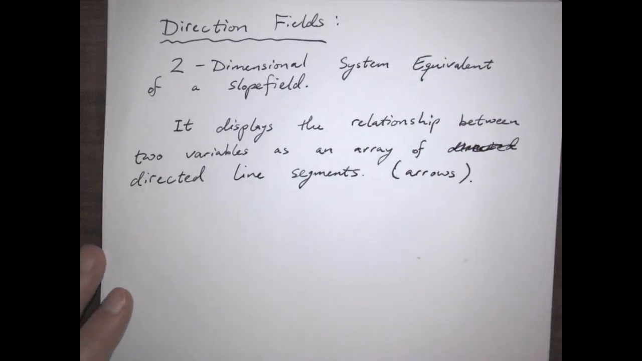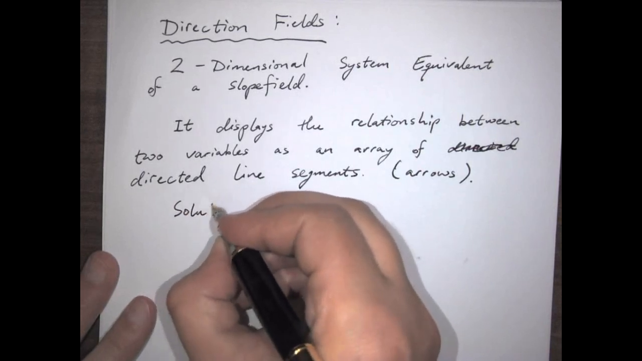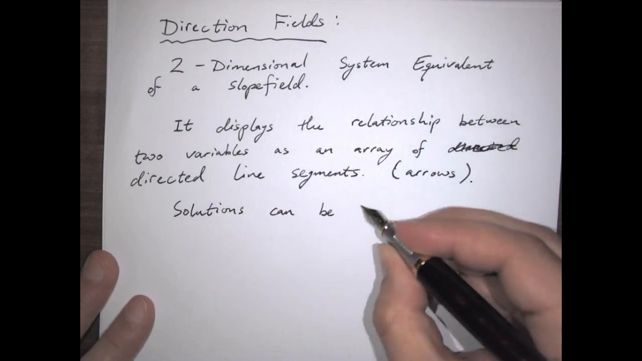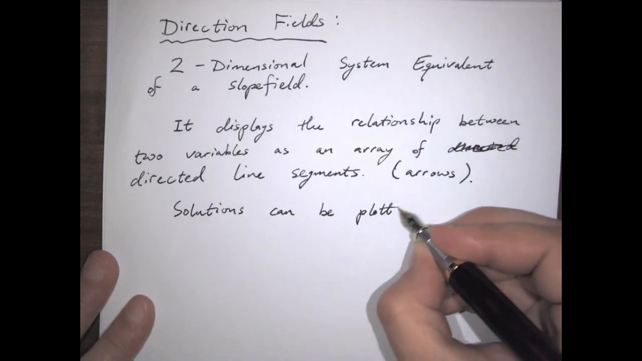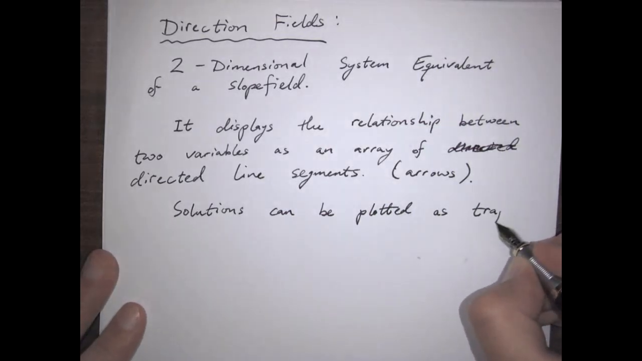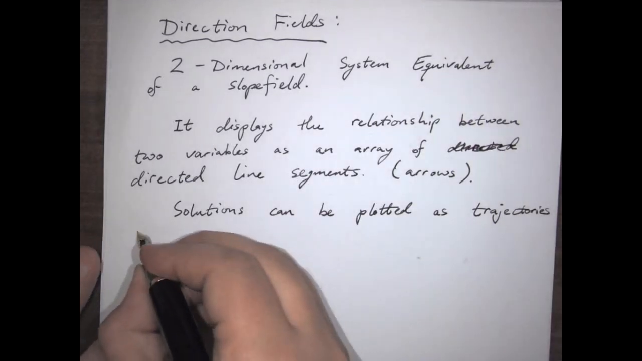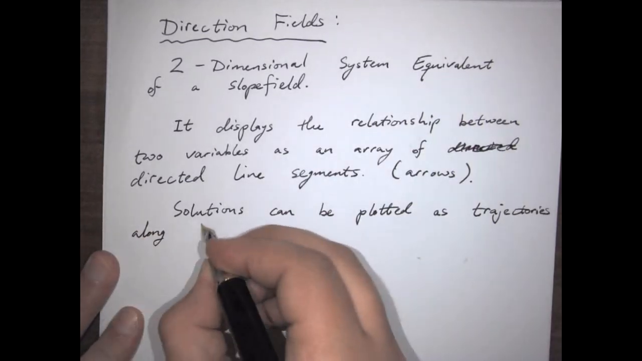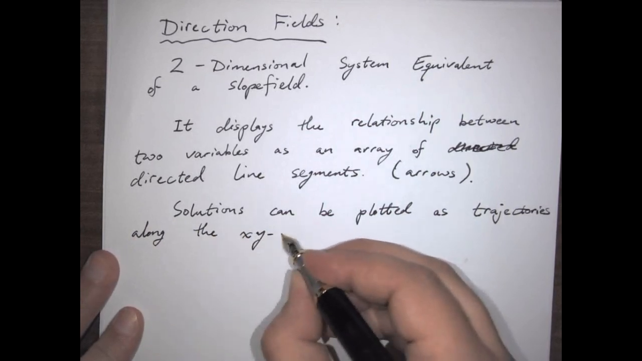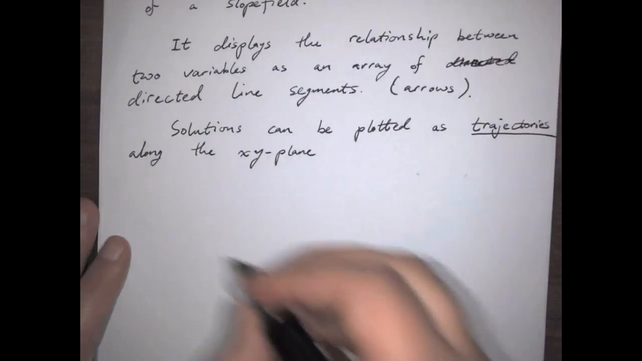Then the solutions come in what are called trajectories. Solutions can be plotted as trajectories along the xy plane. So trajectories is what they're called.